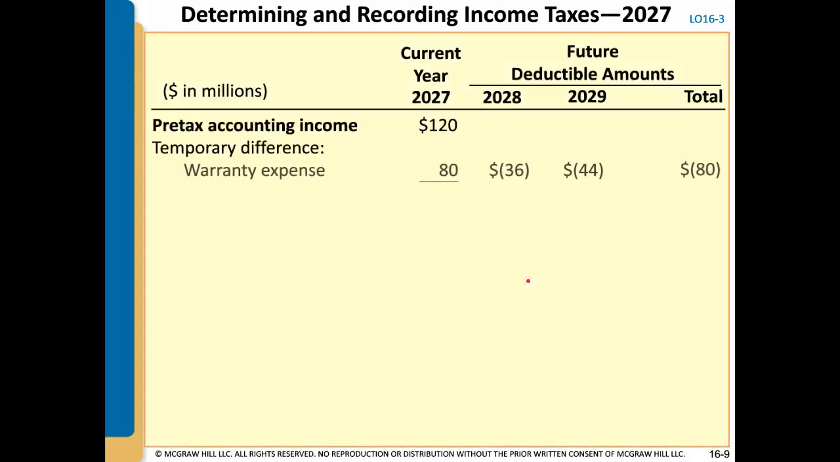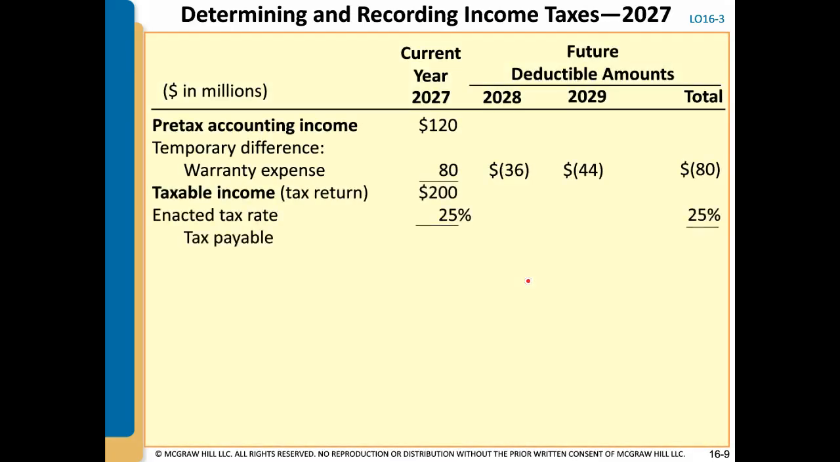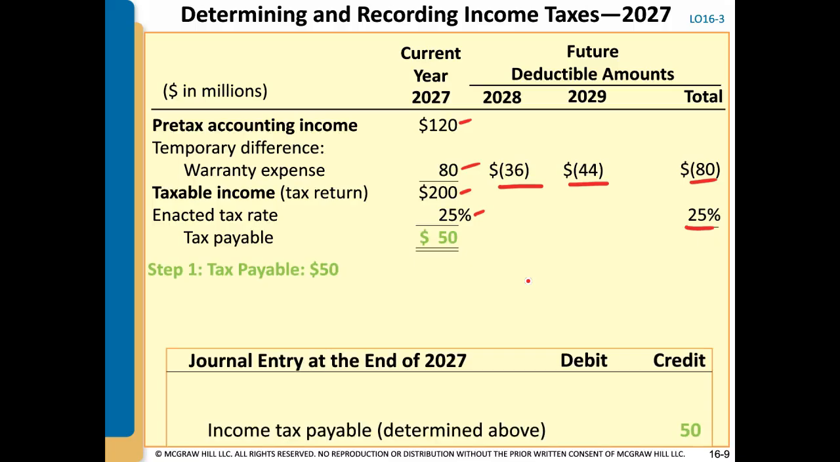So let's go through and look to see how we record everything on our books. We'll start with 2027. We had pre-tax accounting income of 120, disallowed that warranty expense by adding it back. So we have taxable income of 200 million, and our enacted tax rate is 25%. Then we also know that we're going to get these future deductions in 2028 and 2029 for $36 million and $44 million respectively, which totals $80 million. And then at 25%, we have to tax effect that.